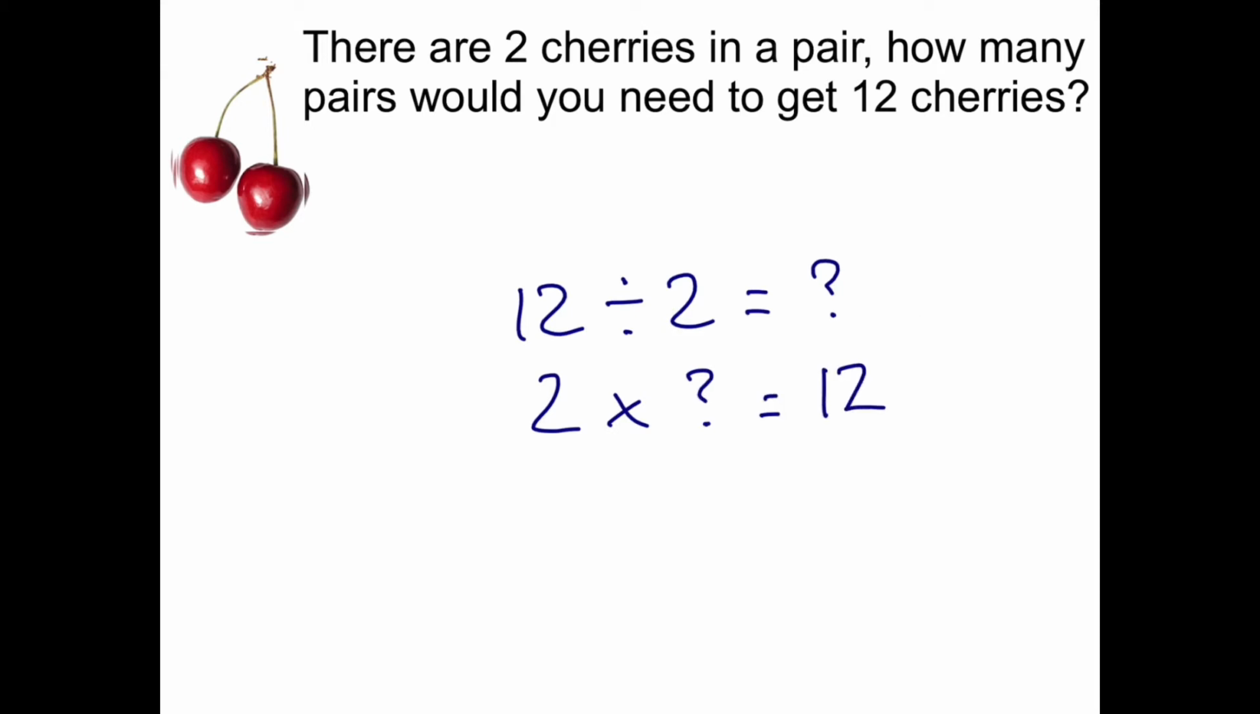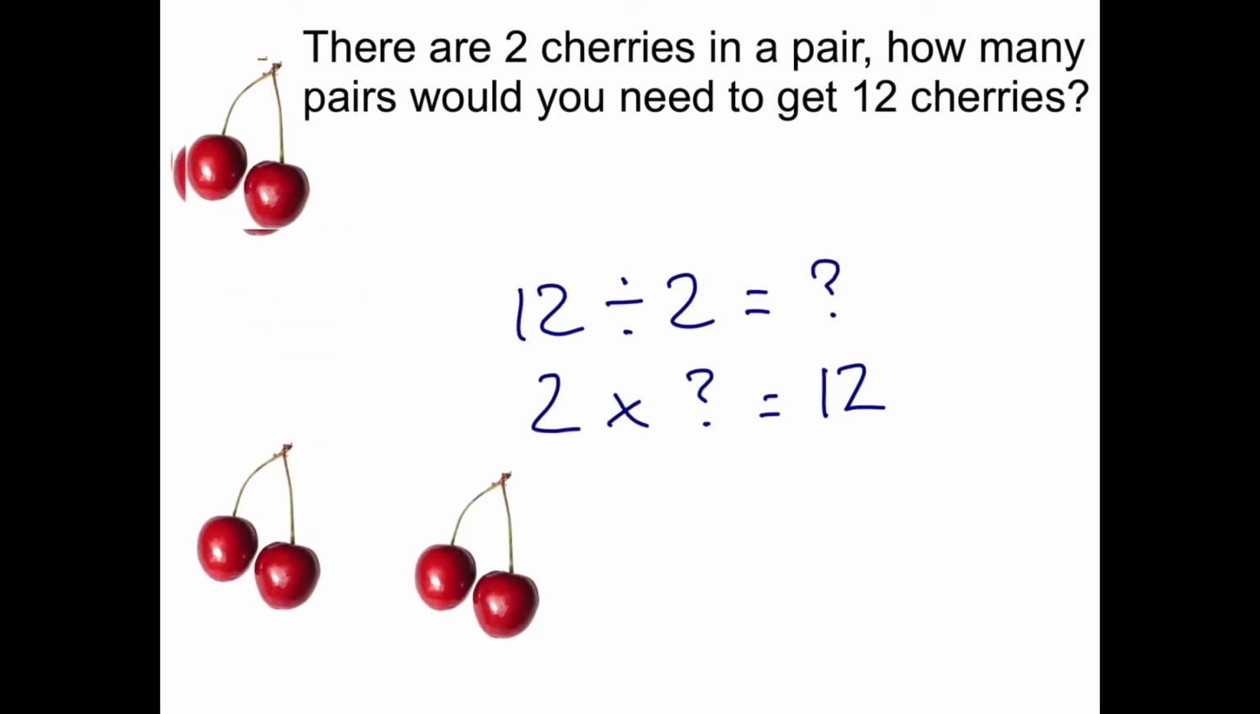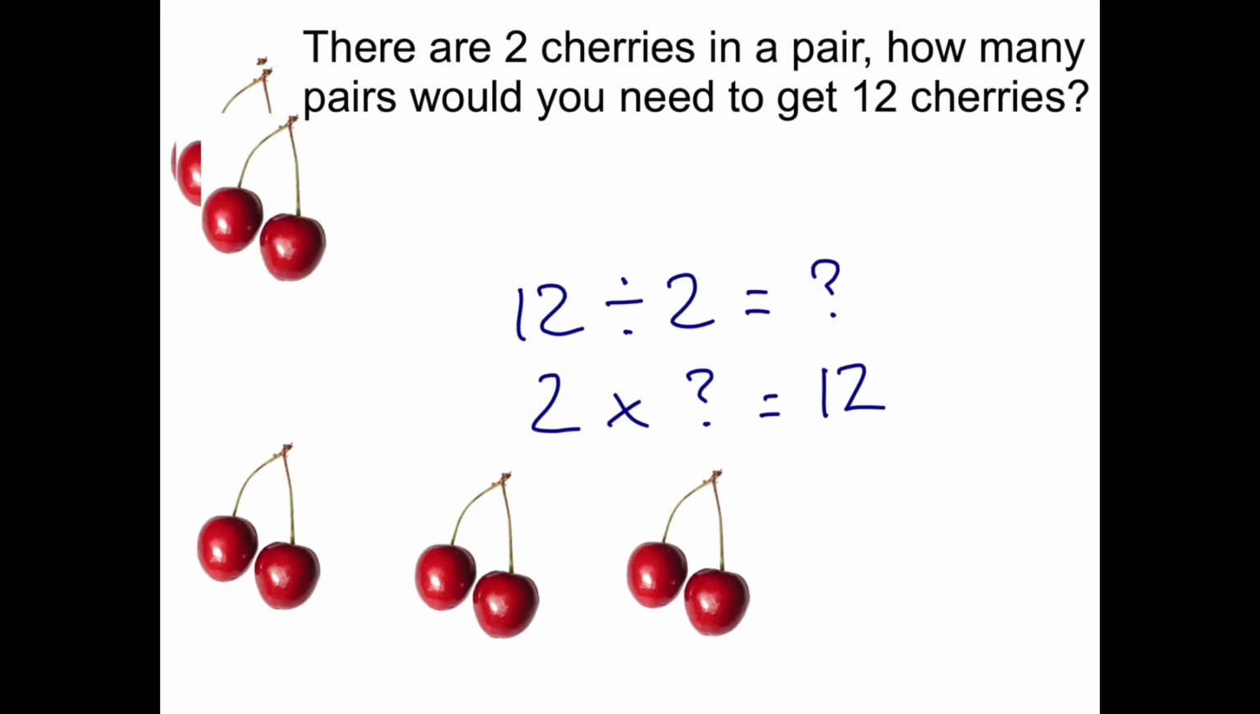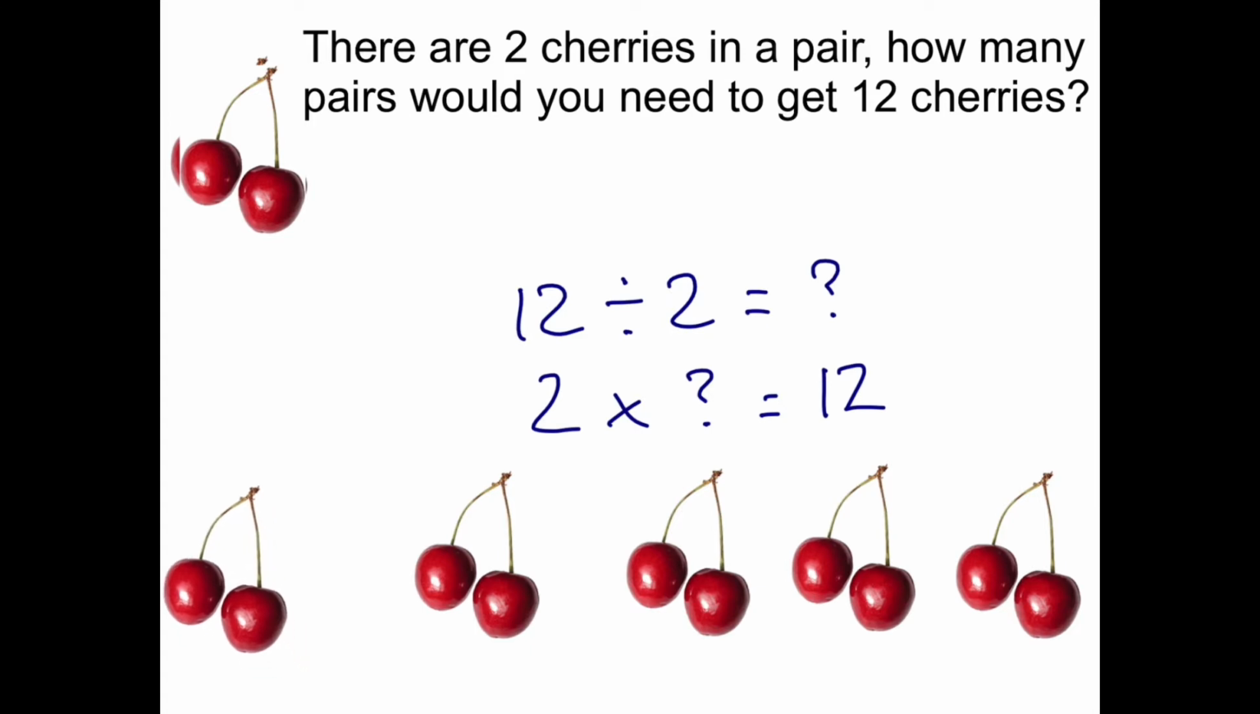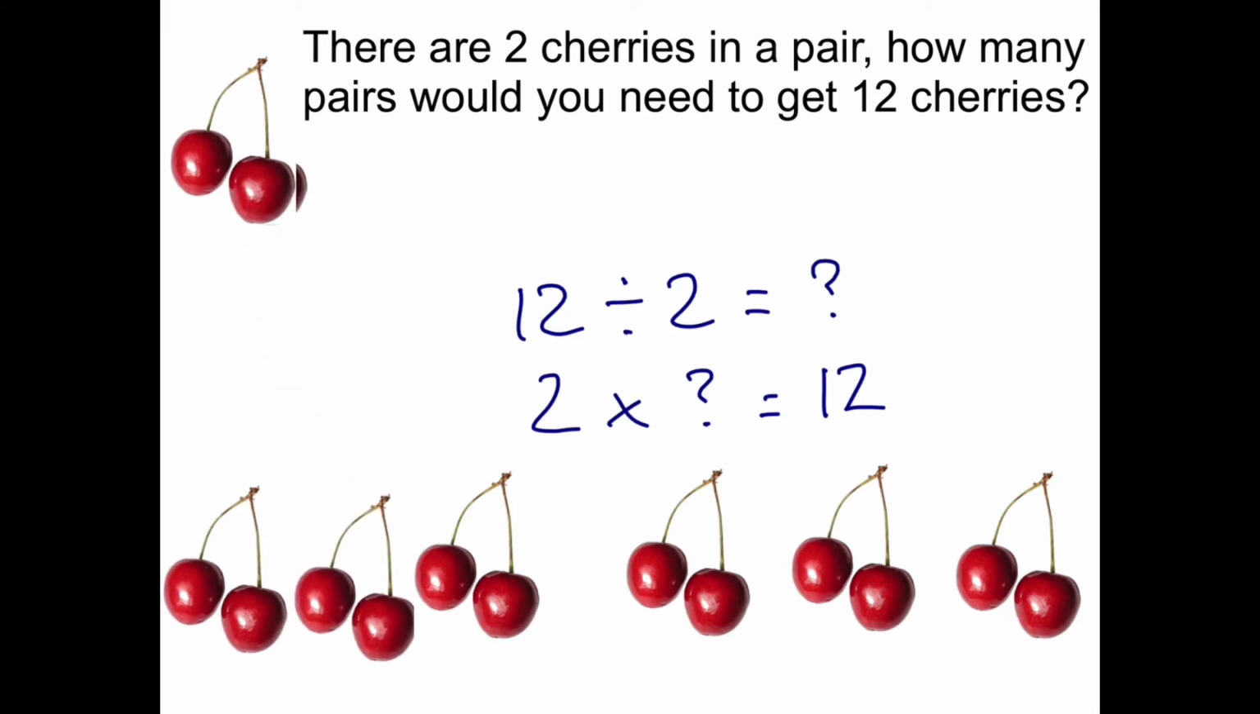Now we've got the cherries here to use. So that's 2, 4, 6, 8, 10. Let's move one more across. 12. So how many pairs are there all together? 1, 2, 3, 4, 5, 6. So you would need 6 pairs to get 12. So I want you to write the number sentence for the answer in your book.